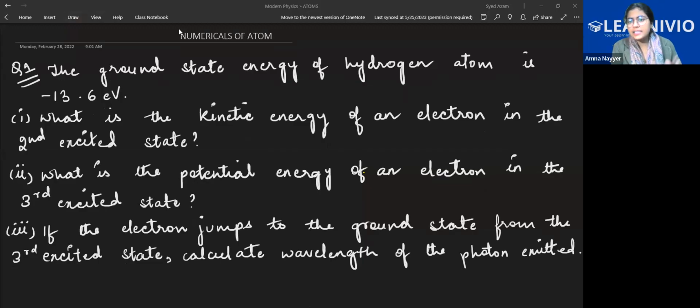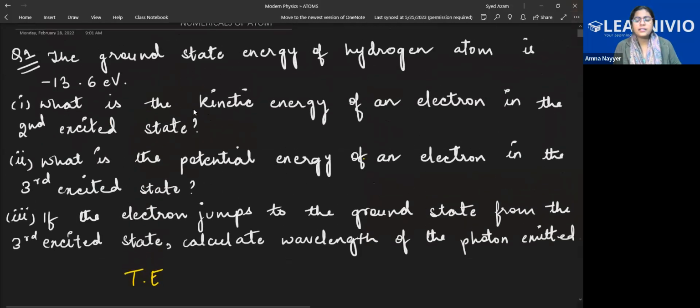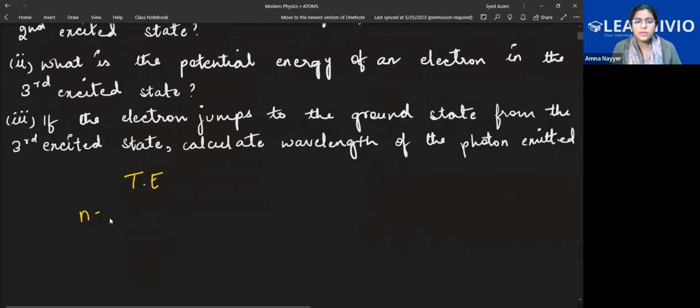So this says that the ground state energy of hydrogen is given, and this is minus 13.6. So we already know this. Total energy, it is saying, calculate the first part. What is the kinetic energy of the electron in the second excited state? So for the second excited state, what is N equal to? No, not 2. 3.